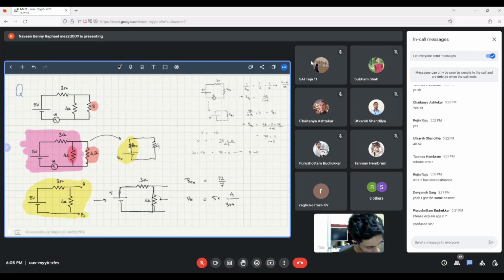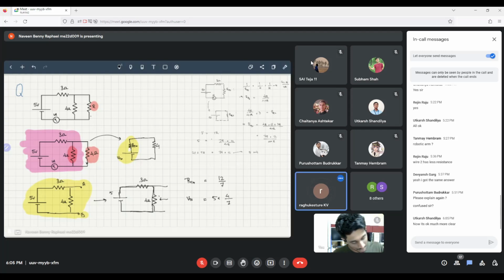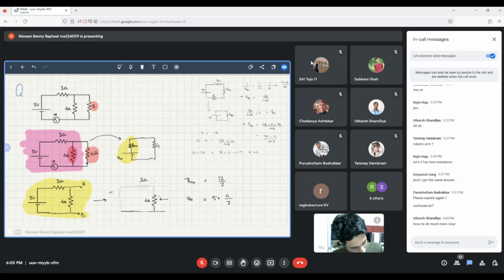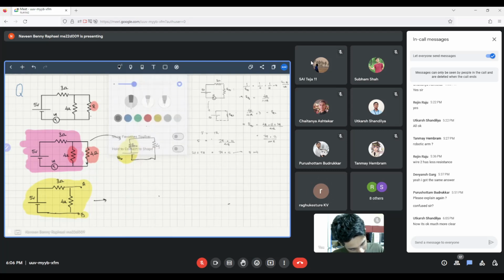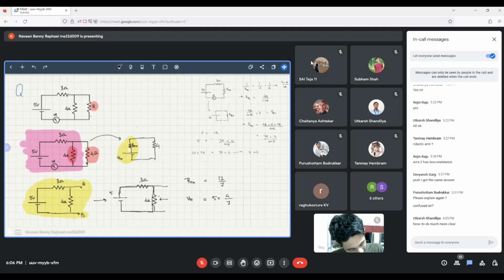So what we have is 4, 5, 7. This circuit will now look like this: VTH is 20 by 7, RTH is 12 by 7, and the outside resistor is 4.